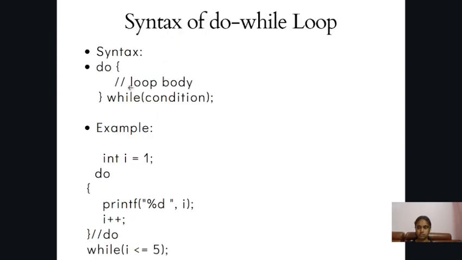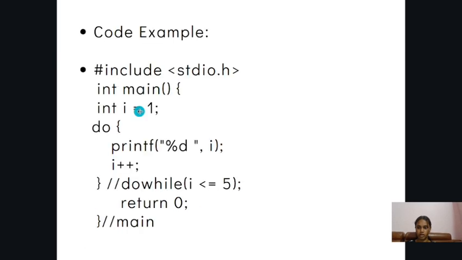This is the do while syntax, and here is the program. i is declared as 1, so the do block, the loop body, is printf %d i. If this is true, it increases the value. This is useful when you always want to execute the loop body at least once. For example, reading the input until a user presses a key.